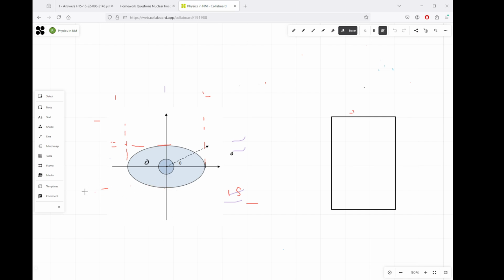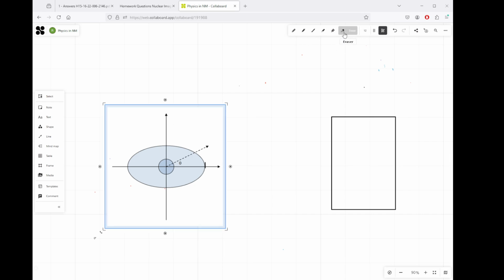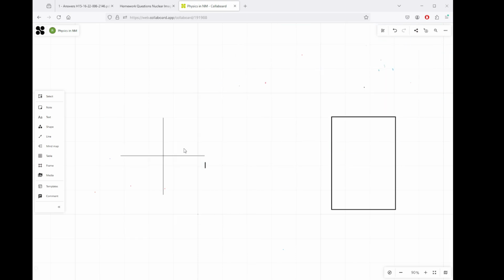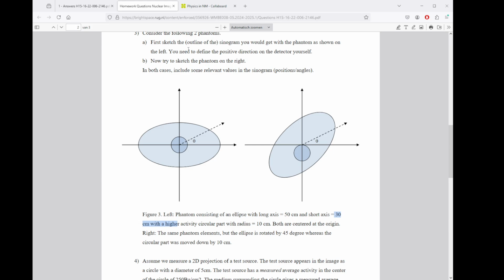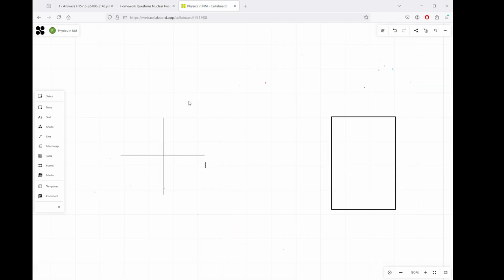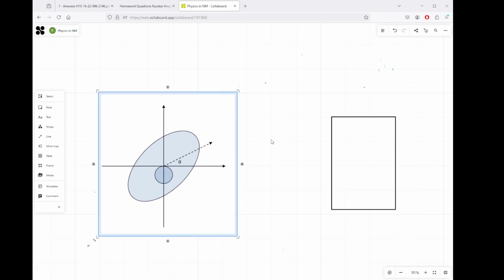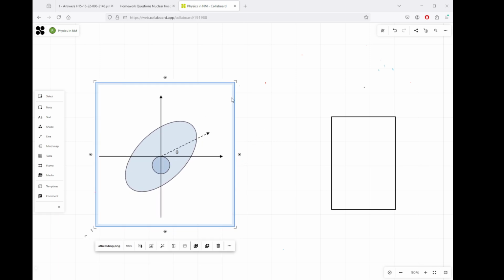Alright, so let me see. Alright, I think this should be clean enough. Let me remove this image. This one, let me add in the other image. Alright, so the angle is rotated by 45 degrees, so that might be important to remember. Add this one in. So now we have our new image.